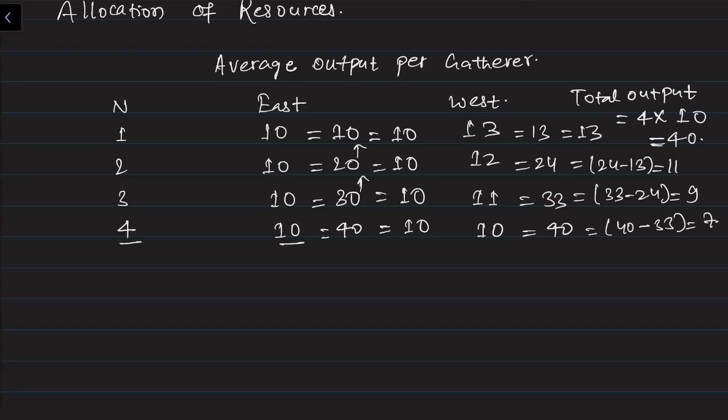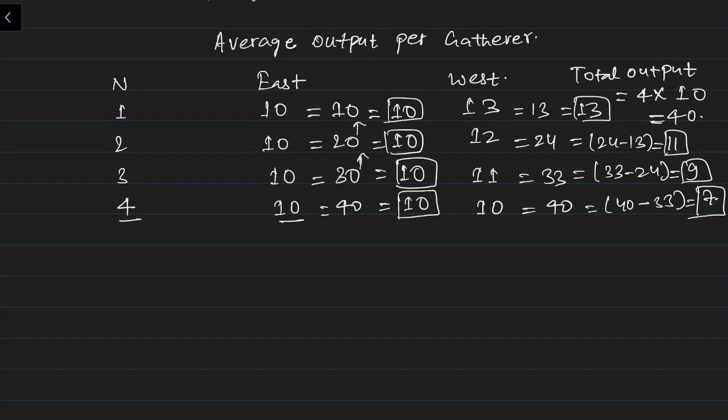Now looking at the marginals, we can clearly say that we should send the first gatherer to the west, because the marginal 13 is greater than 10. Similarly, we should send the second gatherer to the west, because 11 is greater than 10. For the third gatherer, we should send him to the east, because 10 is greater than 9. And we should send the fourth to the east, because 10 is greater than 7. So in order to get the maximum output, we should send 2 gatherers to the west and 2 to the east.